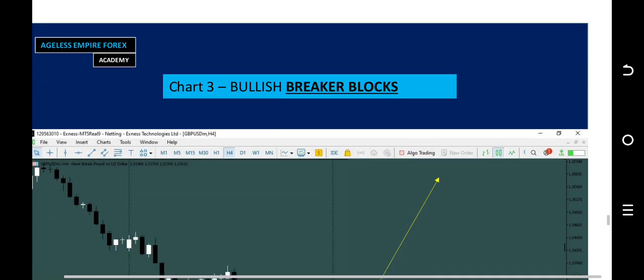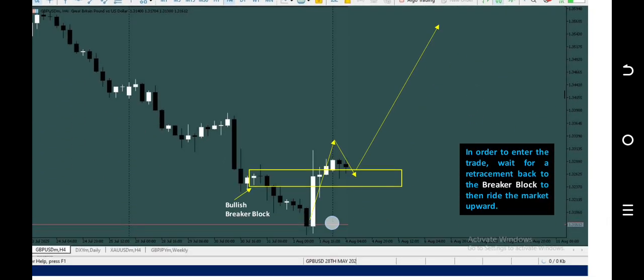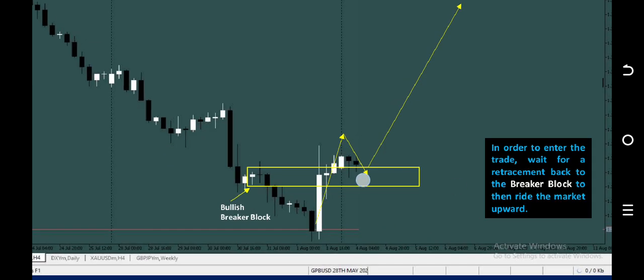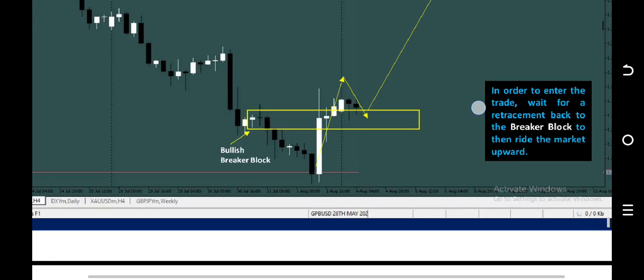So now let's take a look at it. Look, can you see, price went through it, closed above it. Now it has retraced back into this zone. You understand? Now this is a strong zone in the market. So this is now called a breaker block, because it is a block that failed to push price lower.